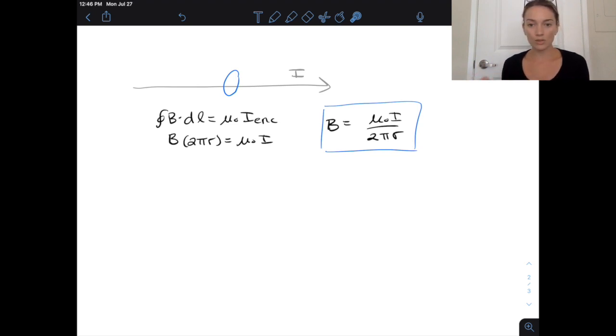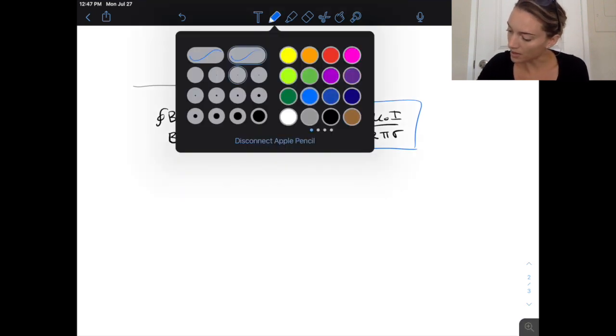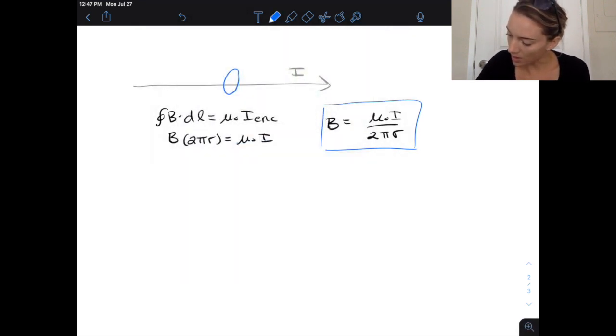Okay, and then we can use the right-hand rule to figure out what direction the magnetic field is going in. I point my thumb in the direction of the current, because the current is just straight down, and then my hand curls in the direction of the magnetic field. So my hand is coming out of the page at the top and then going back in at the bottom. Okay, so that's a current carrying wire.